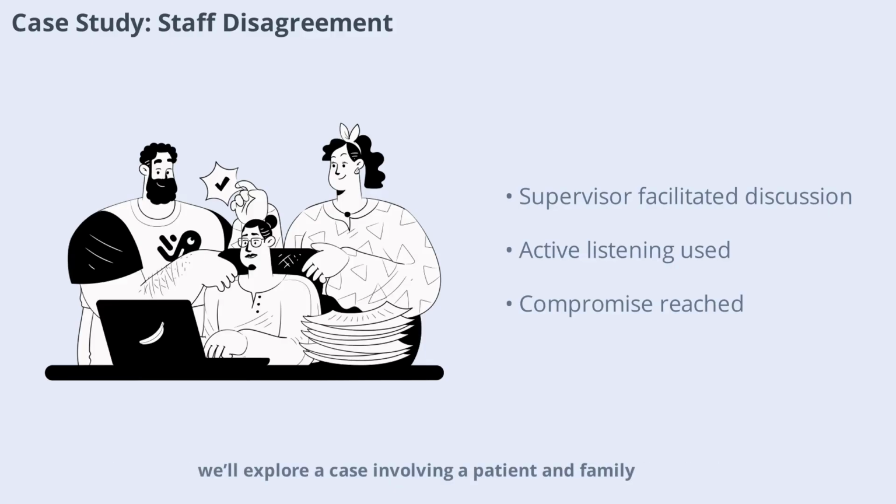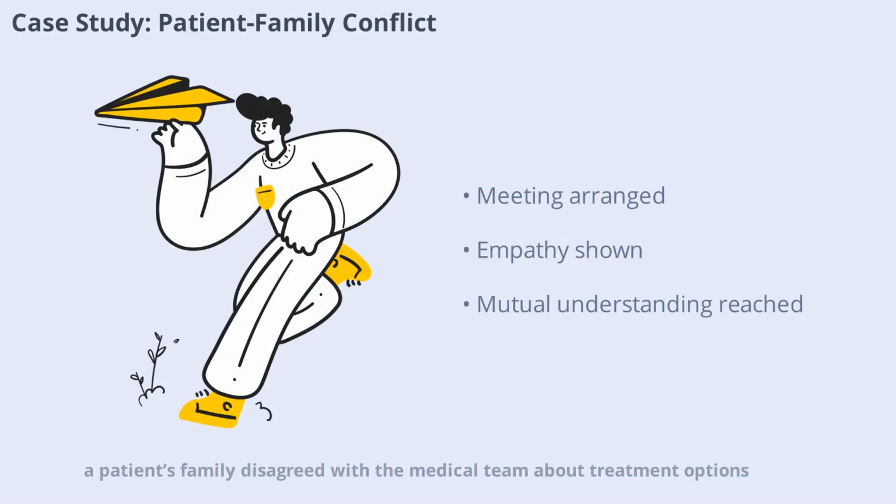Next, we'll explore a case involving a patient and family. Another example, a patient's family disagreed with the medical team about treatment options. Emotions ran high and communication broke down. The healthcare team arranged a meeting with the family, listened to their concerns, and explained the medical reasoning behind their recommendations. By showing empathy and providing clear information, the team was able to reach a mutual understanding and agree on a care plan. This case demonstrates the value of empathy and transparency.